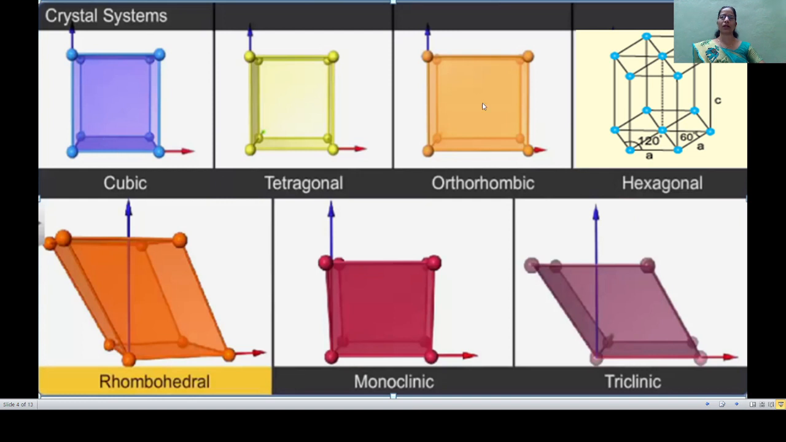You will observe here that in all these systems, the edges A, B, and C are not of same kind, while the angles are also of different magnitude. Now, with the help of these edges and angles, we can arrange the particles in 14 different manner to get 14 Bravais lattices. Now, see here the Bravais lattices.